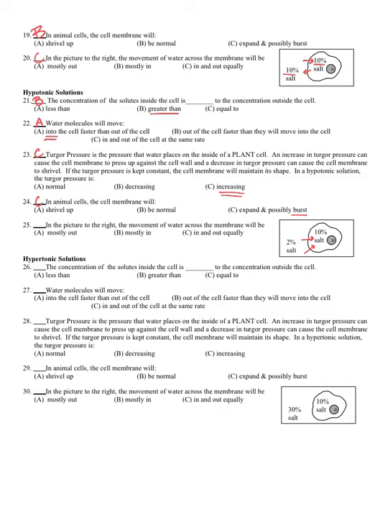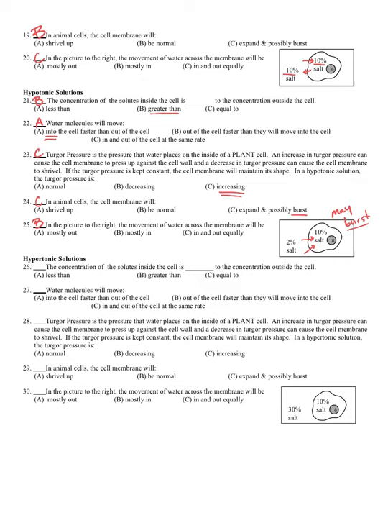Number 25. In the picture to the right, the movement of water across the membrane will be B, mostly into the cell. And again, this is because that low concentration of solute outside of the cell and the high concentration inside of the cell causes water to be pulled into the cell and cause it to swell. Finally, we'll talk about hypertonic solutions.